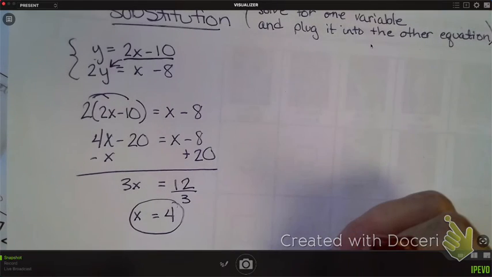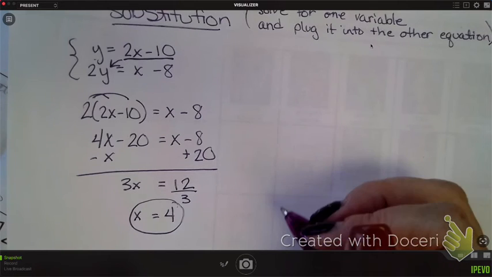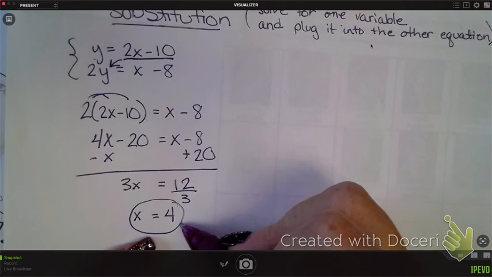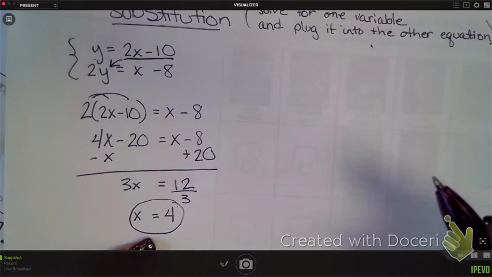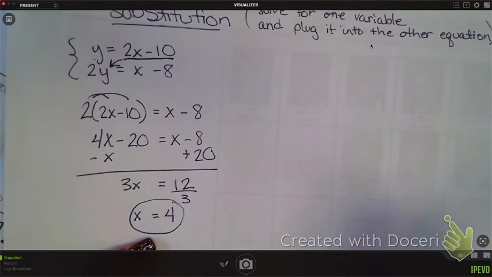Kyson, are you writing notes? Yes, Miss Vic. Okay, so Kyson, what do you think I do with this now? I got x. Plug it back in. Plug it back in. Which equation would you like to plug it back in?